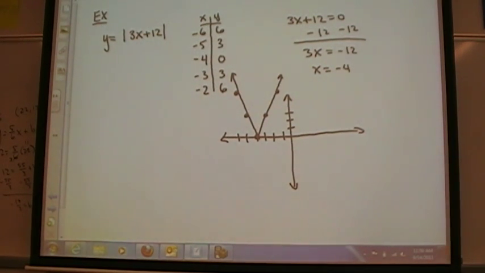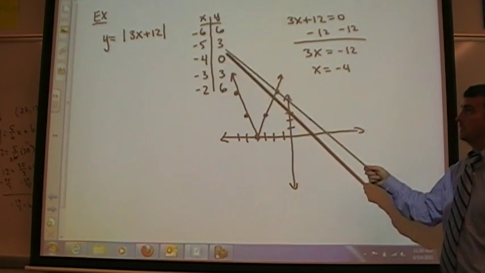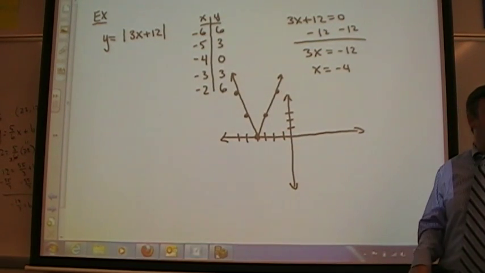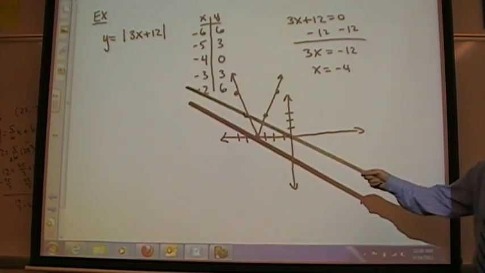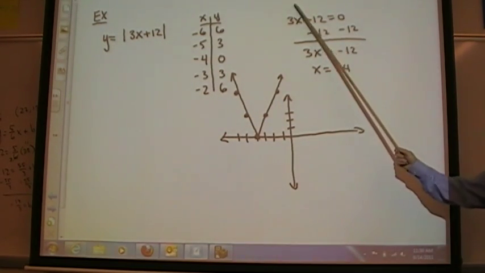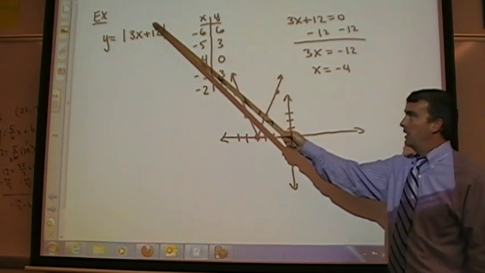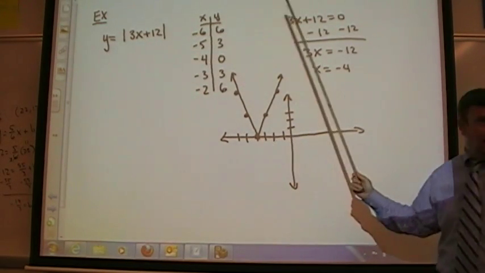So you can set y as 0? No, I'm not doing anything to y. I'm solving for y. I'm plugging in values for x and solving for y. Is it 3x plus 12 equals 0? No, I just took the inside of the absolute value and set it equal to 0.